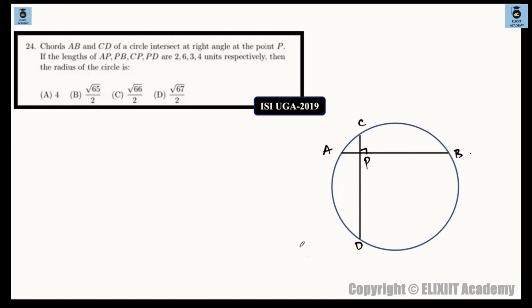The length of AP is 2, PB is 6, CP is 3 and PD is 4. Fine. What do we need? We need to find the radius of the circle. Somewhere over here we will have the center. What do you need? You need the radius of the circle.